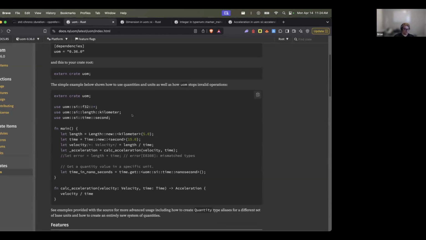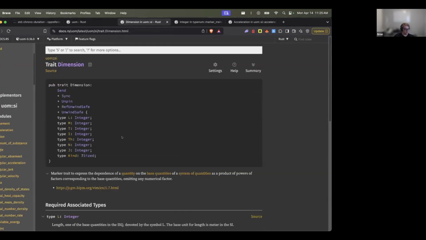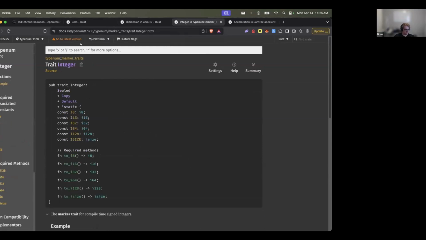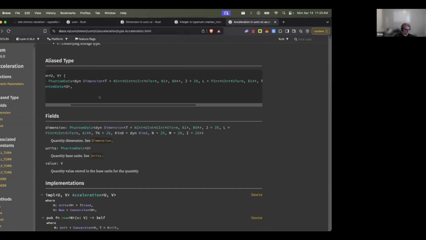I started taking a look at it to see how you even do that. What I understood is that it's based on encoding the dimensions of the value into the type system. In this case, it uses a zero-size struct that conforms to a trait. This is how they encode acceleration: you have a negative time dimension and a positive length dimension. The way they do it is a little bit messy to read.